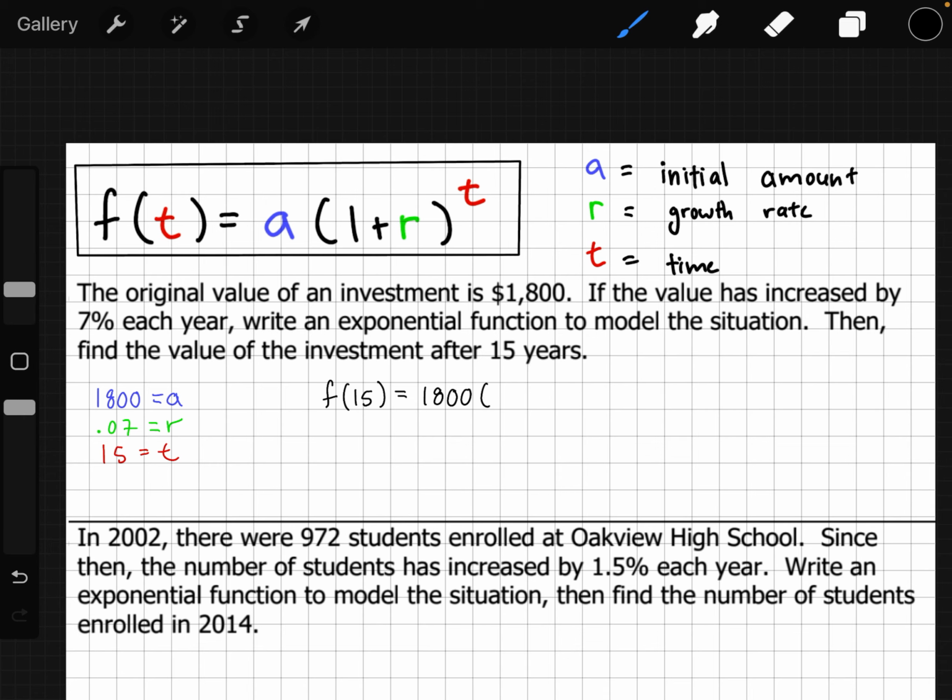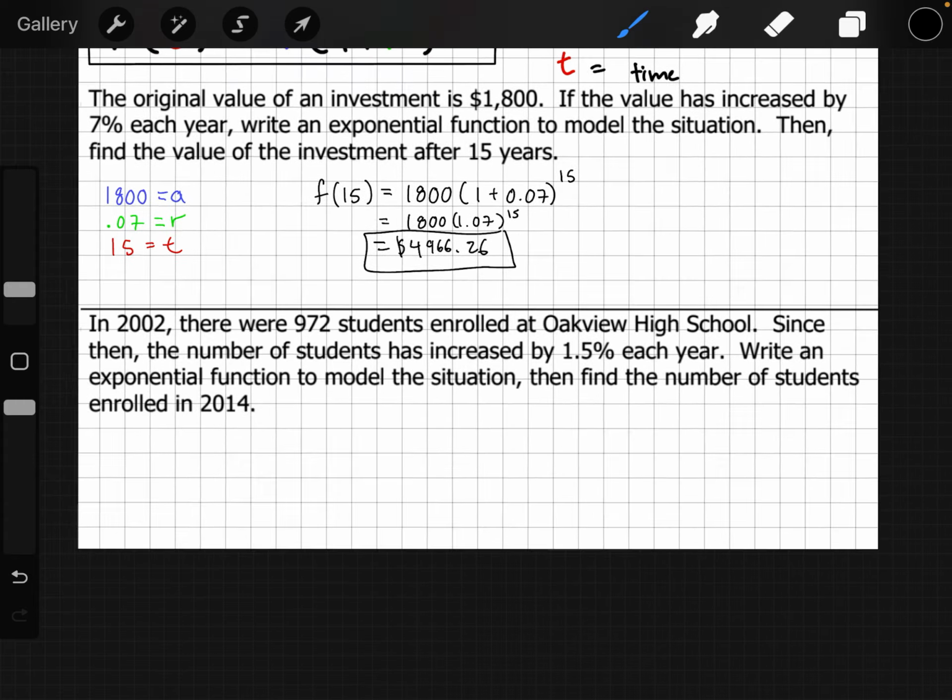So f of 15 is equal to a, which is 1800, times 1 plus 0.07 raised to the power of 15. So this is equal to 1800 times 1.07 raised to the power of 15. That's 4,966.26. So we'll add a unit of dollars, box our answer. So after 15 years, the investment will be $4,966.26.